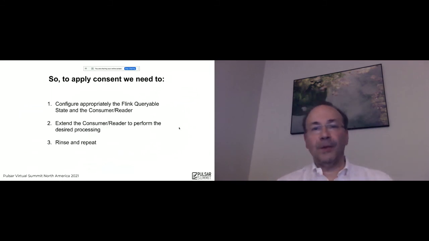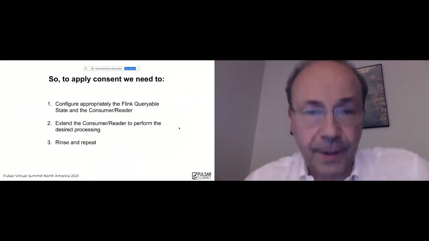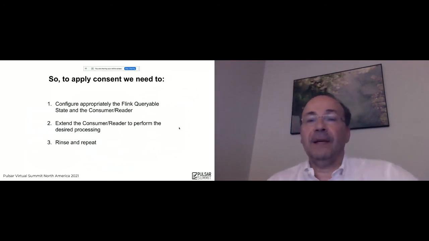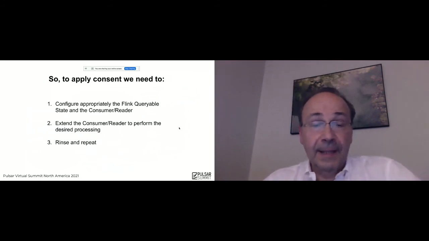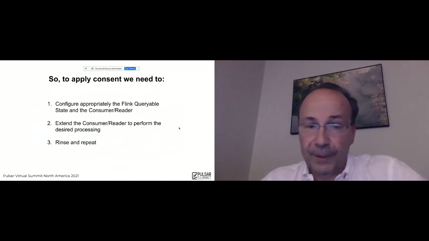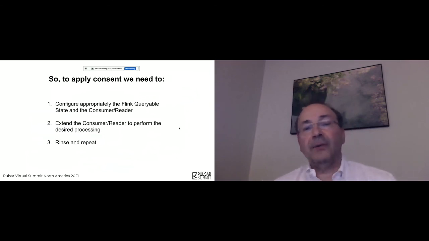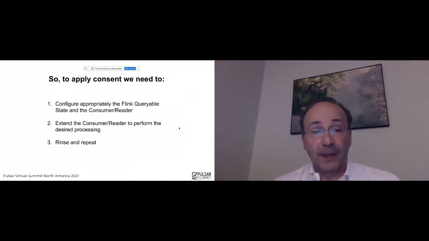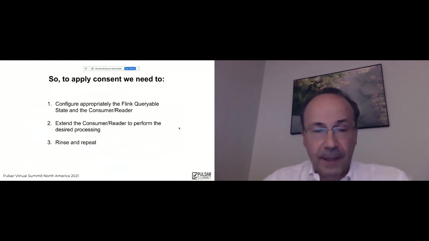So to apply the consent, we need to configure appropriately the Flink queryable state and the consumer or reader, and extend the consumer or reader to perform the desired processing. Then rinse and repeat, because this is something that we can do as many times as we want. We can reuse the same Flink queryable state, etc.